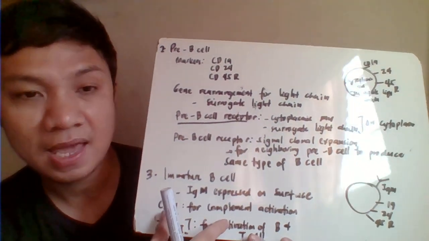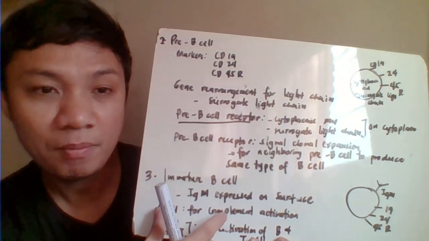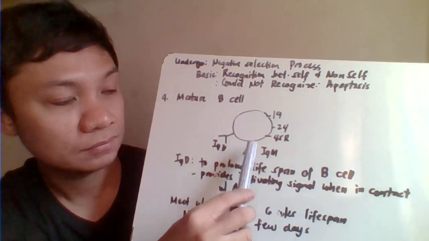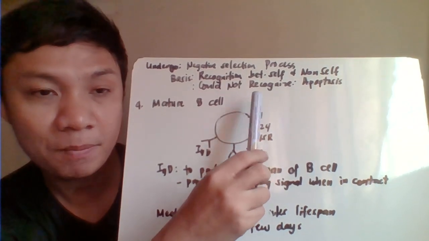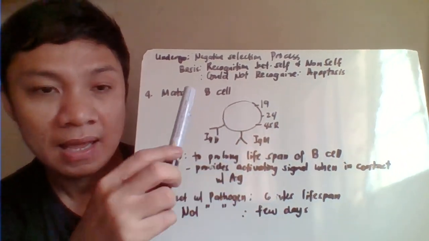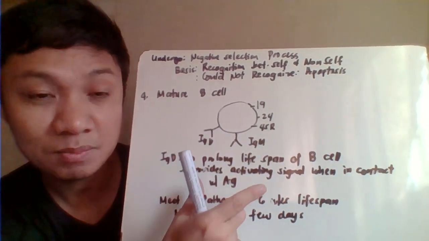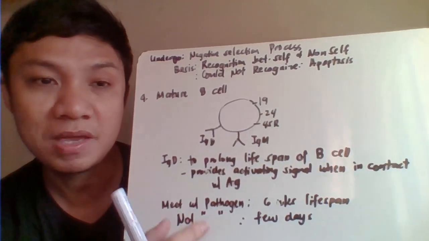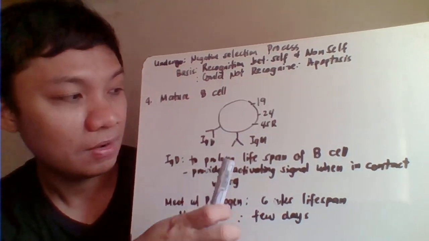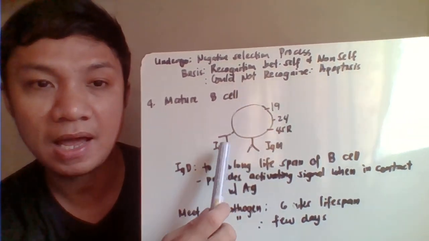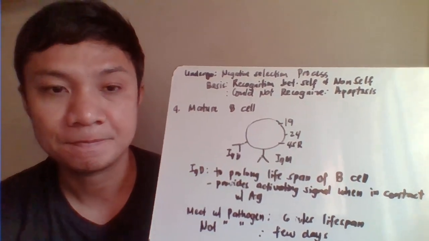Okay, ulit. Immature natin ay nasa bone marrow ito. And then it tries to mature. After undergoing here the negative selection process, it matures. And then it tries to migrate to your secondary lymphoid organ because since mature na siya, it's already ready to meet with your antigen. Okay, so ito na siya. If you're a mature B cell, so it would have here the IgM and IgD on the surface.